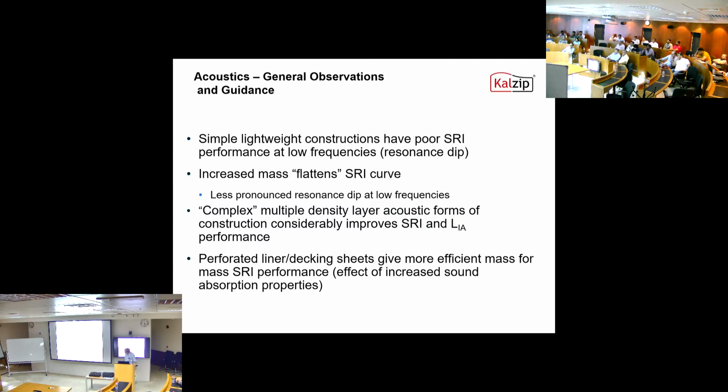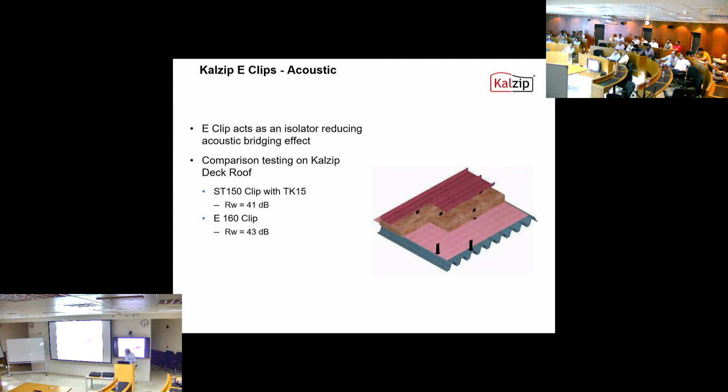Sorry, that was just showing the difference. This is the E-clips and the aluminium clip. So you've got the same build up except for an E-clip or an aluminium clip, and you can see there with the aluminium clip you get 41 dB, with the E-clip getting 43 dB. So the E-clip is also beneficial from an acoustic point of view with sound reduction.